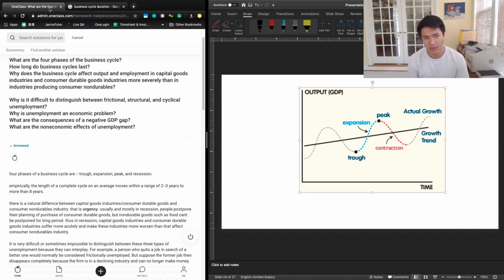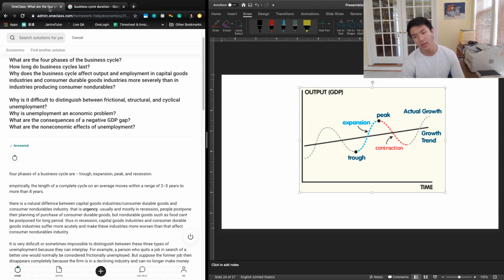So the next question says, why does the business cycle affect output and employment in capital goods industries and consumer durable goods industries more severely than in industries producing consumer non-durables? We can think of non-durables as things like food, whereas durables would be things like cars, or capital would be something like equipment, right? So the idea is, why does the business cycle affect output and employment in those durable goods industries rather than the non-durable goods industries more?